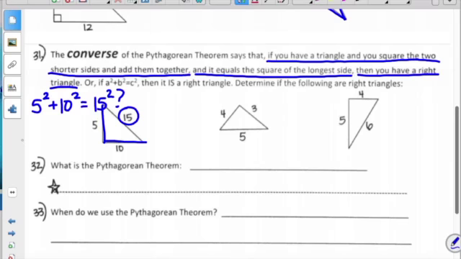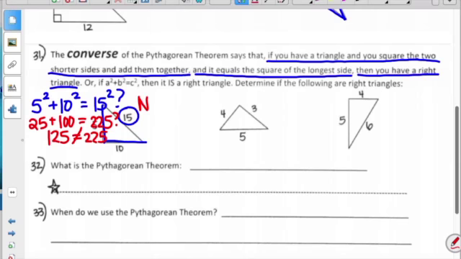Okay, 5 squared is 25. 10 squared is 100. Does that equal 15 squared, which is 225? Well, I can tell right away that 100 plus 25 is 125, and that does not equal 225. So this is not a right triangle. Okay, so we're not going to put the box in the corner.